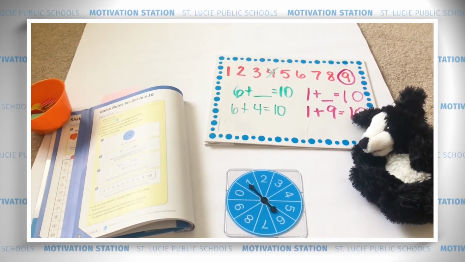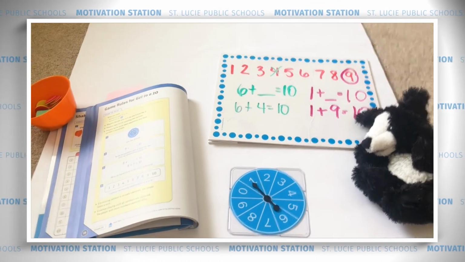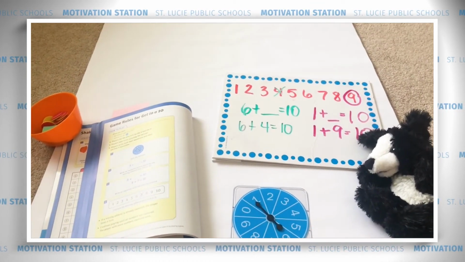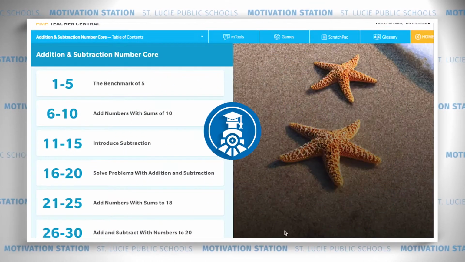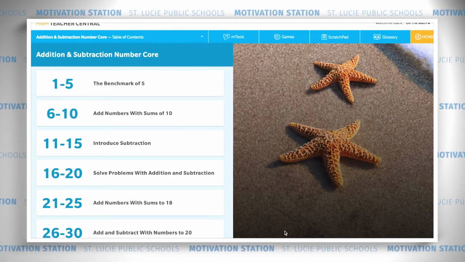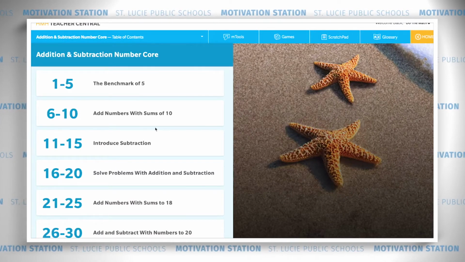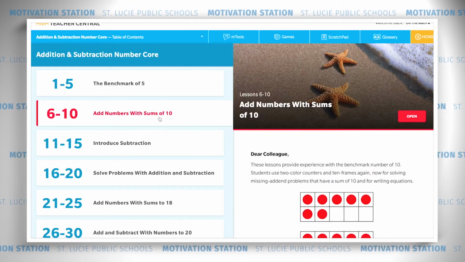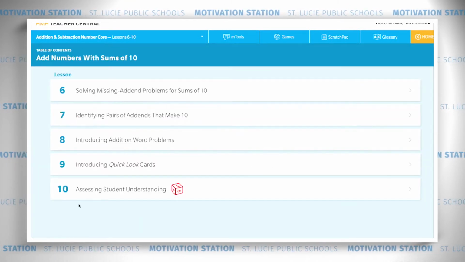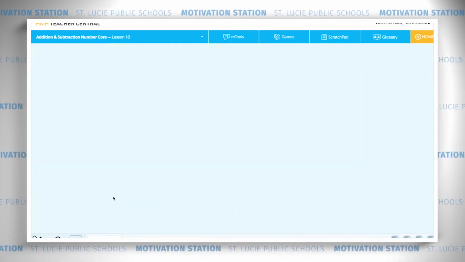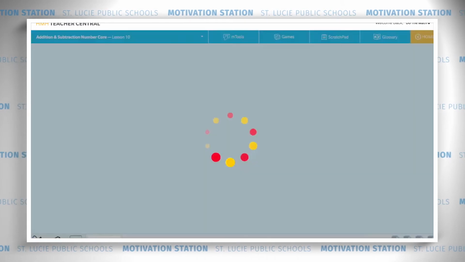Now I'm going to show you how you can play this game online using your online tools. How to use your online tools to play Get a 10. So we are going to work in lesson number 10. Remember, we're in number core, and we're going to play the game Get to a 10.